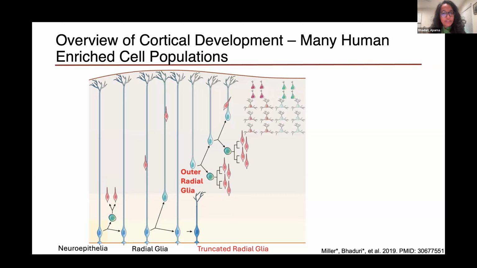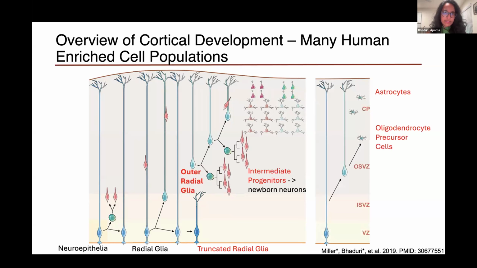These then give rise to intermediate progenitor cells, which give birth to newborn neurons that migrate up the radial glia scaffolding in order to first generate the deep layer populations of the cortex, followed by the upper layers of the cortex. When neurogenesis is mostly complete, these radial glia then switch to a process called gliogenesis, making glial populations in the cortex, such as oligodendrocyte precursor cells and astrocytes.